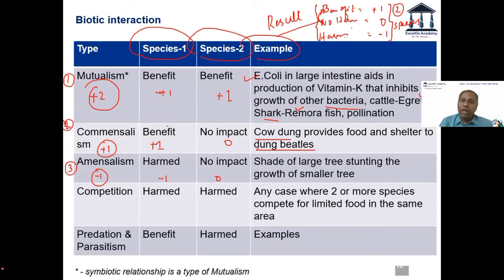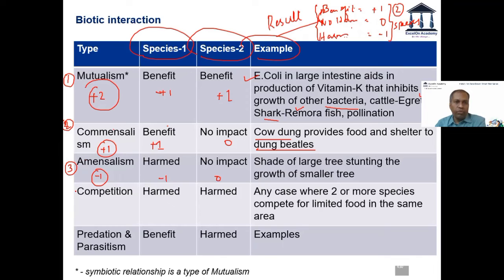Now, the shade of a large tree stunting the growth of a small tree is an example of amensalism. If you see in villages, generally, if you are raising tall trees on your land, the neighboring guy will object to it. Especially if the sun direction is such that your tree's shadow will fall on his land, and in shadow plants do not grow really well, so he may object. So that's an example of amensalism.